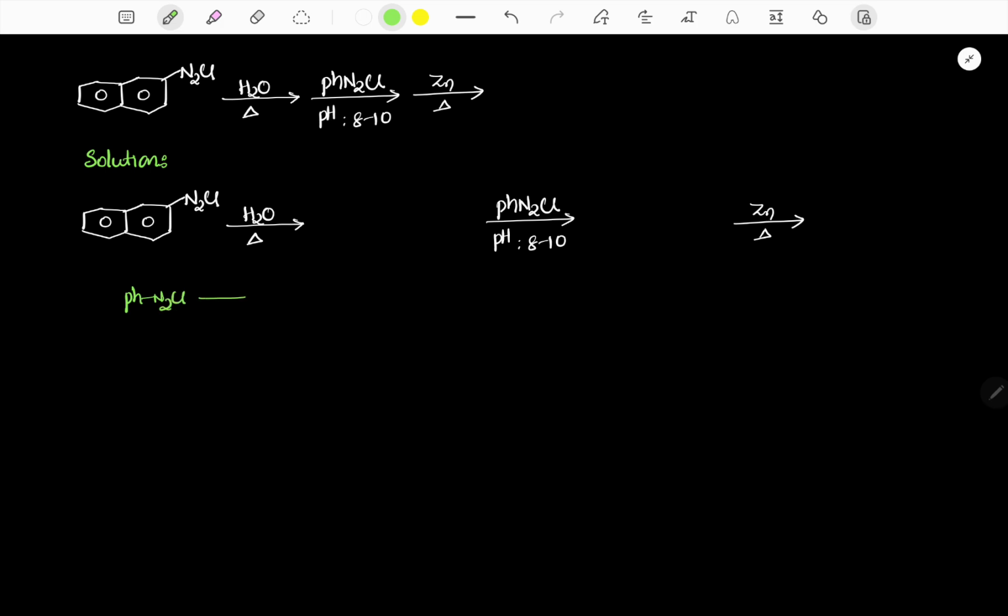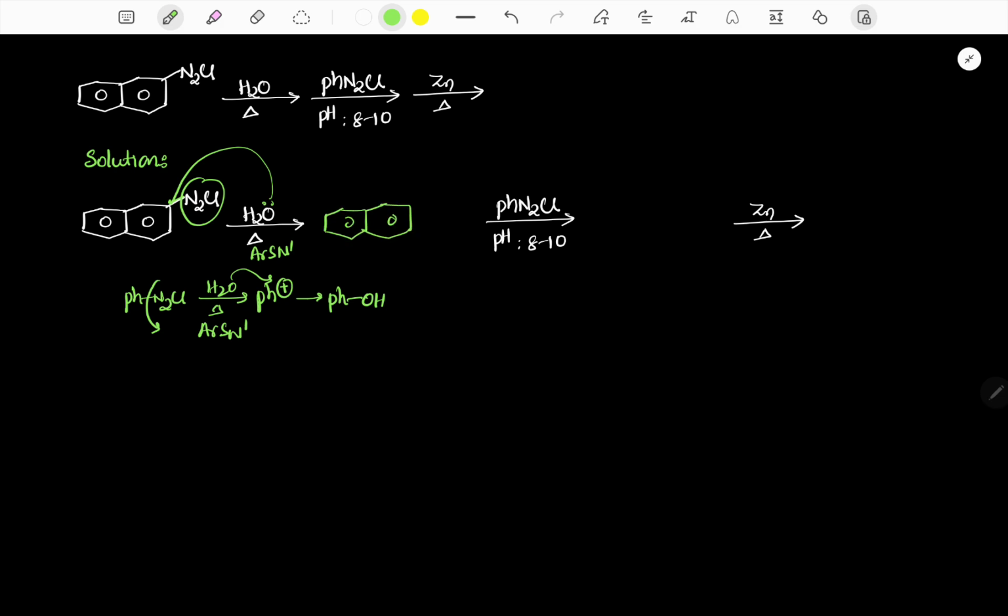So benzene diazonium chloride, when heated with H2O, undergoes the ArSN1 mechanism. In the ArSN1 mechanism, it loses the leaving group and forms an unstable carbocation. Now it reacts with water and forms the corresponding phenol. Similarly, in this case also, ArSN1 mechanism, in place of N2 plus a nucleophile attacks, and finally we get our corresponding beta naphthol.